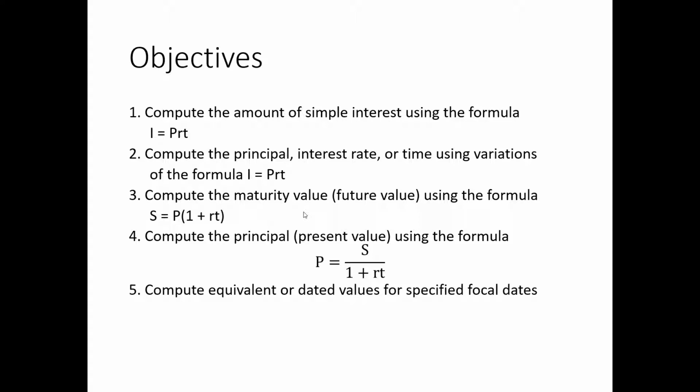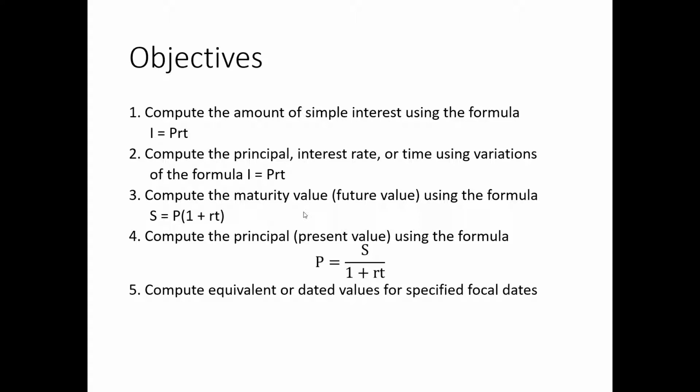Then we have two other formulas that really aren't two other formulas. They're really the same formula, just rearranged. We have a formula for the maturity value, which sometimes we'll call the future value, and that future value S is dependent on, again, the principal, the rate of interest, and the amount of time we've invested. Rearrange that same formula to solve for P, which is the present value or the principal amount, and we get the formula in bullet 4.